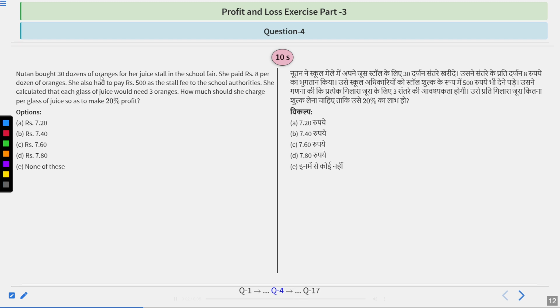Nutan bought 30 dozen oranges for her juice stall in a school fair. She paid 8 rupees per dozen for oranges. She also had to pay 500 rupees as a stall fee to the school authorities. She calculated that each glass of juice would need 3 oranges. How much should she charge per glass of juice so as to make 20% profit? Okay, you have 5 options and 10 seconds to analyze this question. Your time starts now.